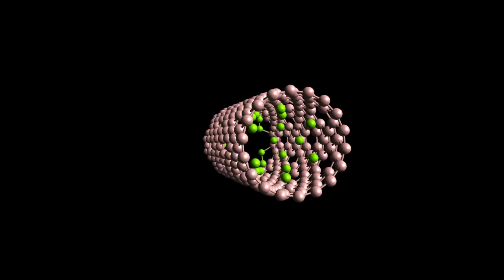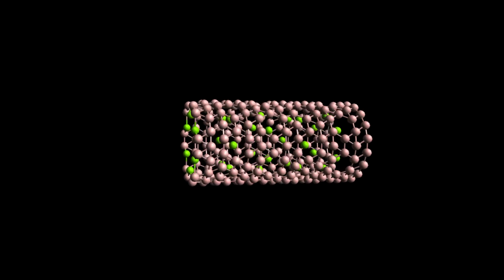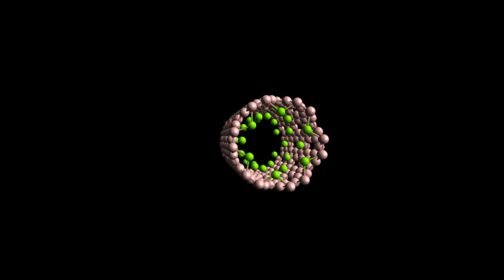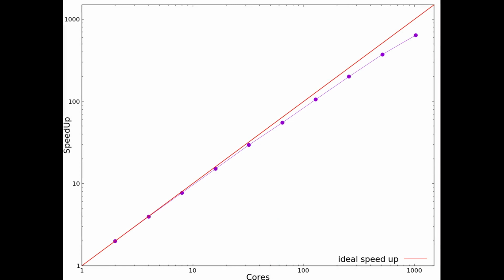This is a nanotube that consists of magnesium and boron that we use to make the benchmark. And this is the plot of the benchmark up to 1024 cores, where the red line is the perfect speedup. So with the current version of the code, we can calculate the band structure in parallel. And the bigger the system is, the better speedup the code will have.